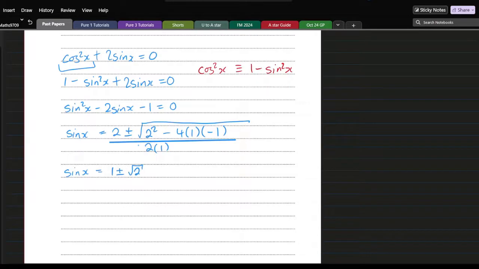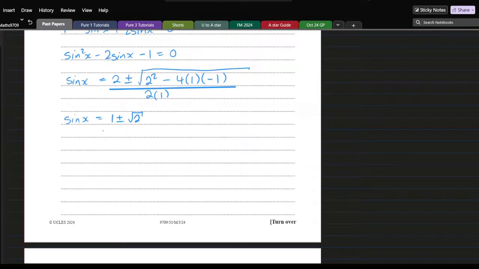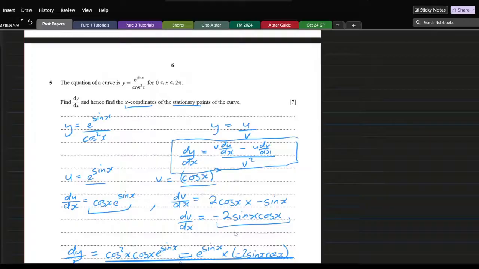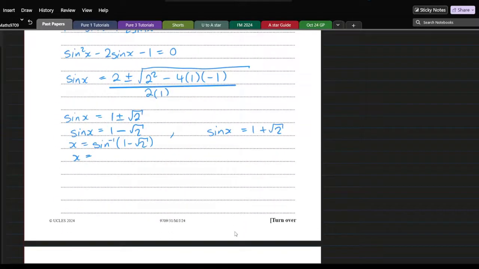So let's separate this into two equations. So we've got sine x is equal to 1 minus root 2, and we've got sine x is equal to 1 plus root 2. Let's solve each of them separately. x would be arcsine of 1 minus root 2. x is equal to, let's punch that into the calculator. Are we in radians? I believe we're in radians. Yes, from 0 to 2 pi, so we're in radians.